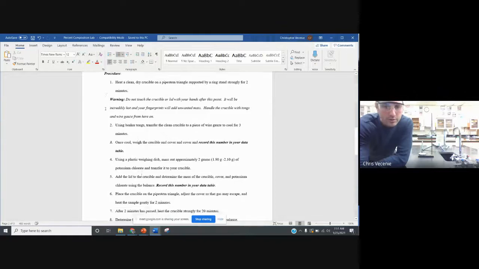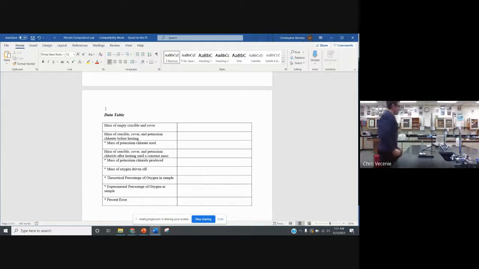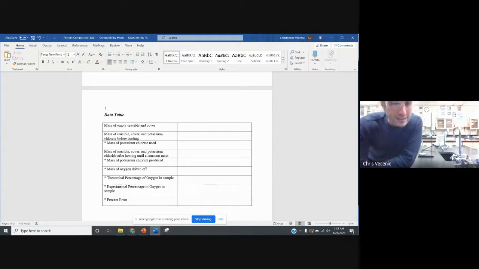All right, so we're filling in the one that says mass of empty crucible and cover right now, the very top line of our data table. That number is 24.82. Right, so 24.82 grams is the number that needs to go onto the top line of that table.